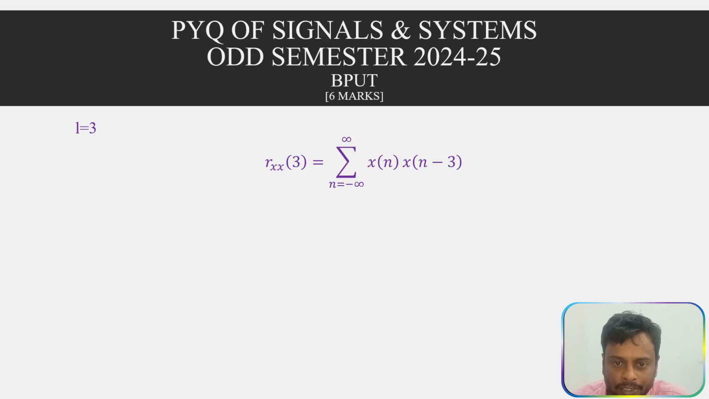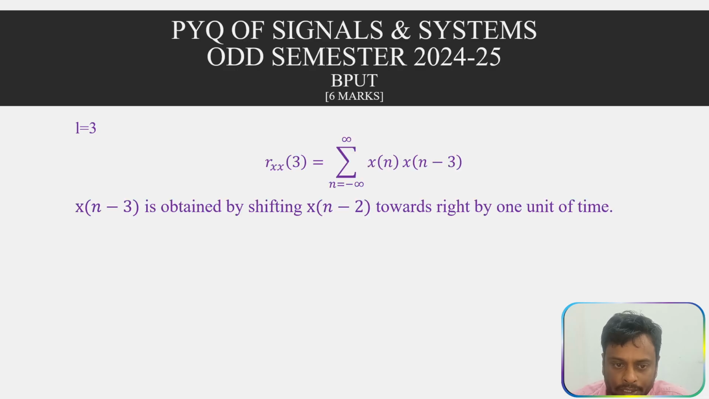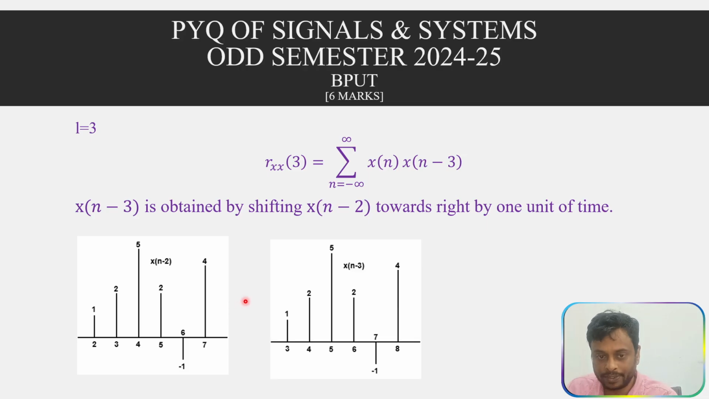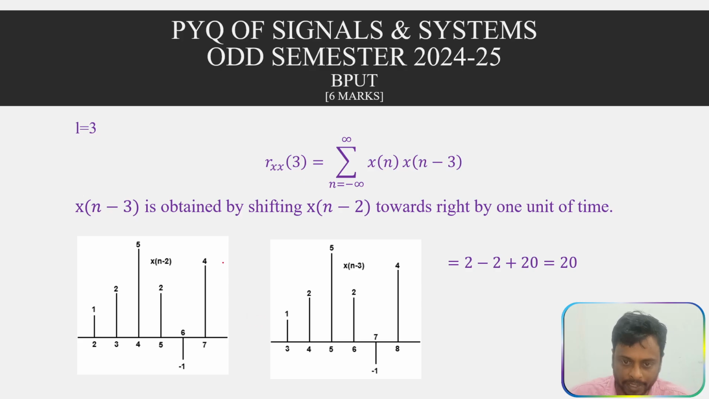Similarly, this is L equal to 3. So this is x of n minus 3. So x of n minus 3 is obtained by shifting x of n minus 2 towards the right by 1 unit in time. This is your x of n minus 3. Okay. So that will be the result. I have not drawn x of n, so please draw x of n. Okay. So x of n will be multiplied with x of n minus 3. So x of n means it is 0, 1, 2, 3, 4, and 5.